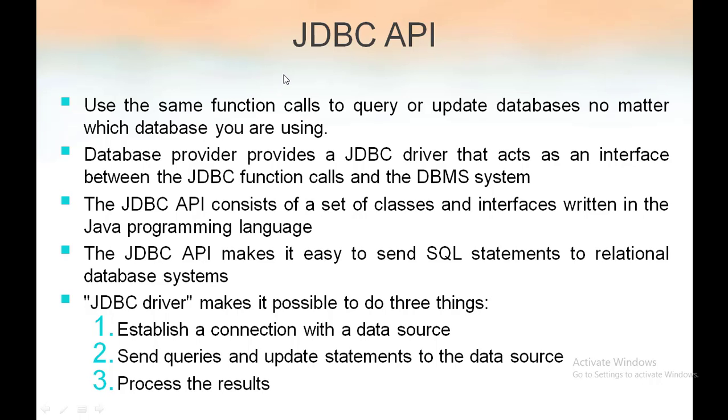Main functions of JDBC API: why do you need JDBC API? It is used to establish a connection with a data source. It is used to send SQL queries to the database, and it is used to process the results. So the main three functions of JDBC API are: establish a connection, send queries and process the results.